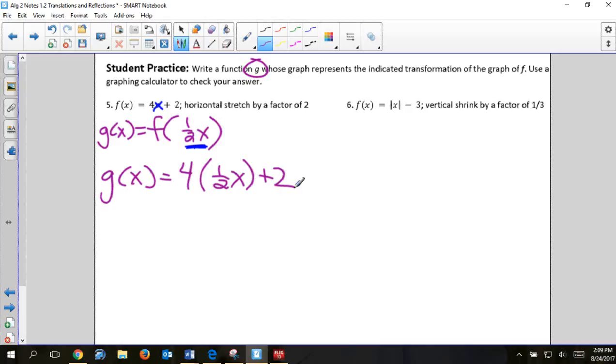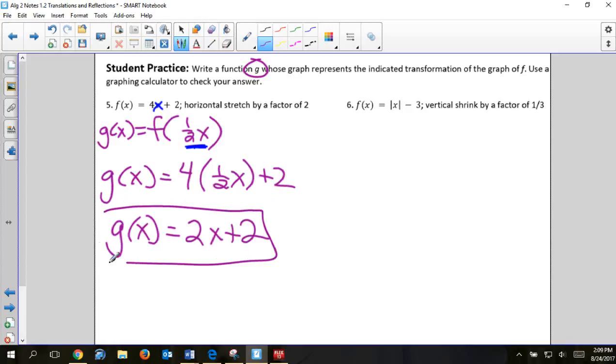Completely replace x with 1/2 x. And then does it simplify? Yeah. 4 times 1/2. 2x plus 2. 2x plus 2. Is that a question?